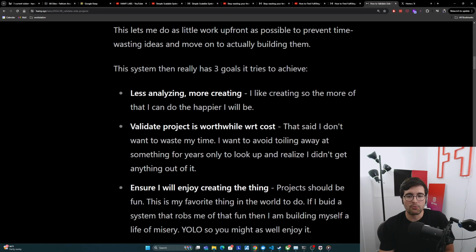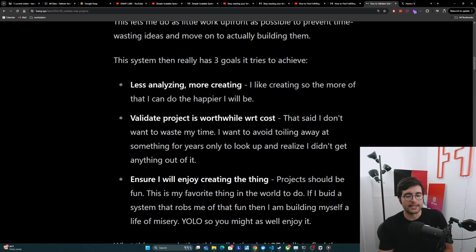And so the system really has three goals that it tries to achieve. The first is less analyzing, more creating. I like creating, so the more of that I can do, the happier I will be, within reason. The second is to validate projects are worthwhile with respect to their cost. That said, I don't want to just waste my time. I want to avoid toiling away at something for years only to look up and realize I didn't get anything out of it. So it needs to have a little bit of value attached to it.